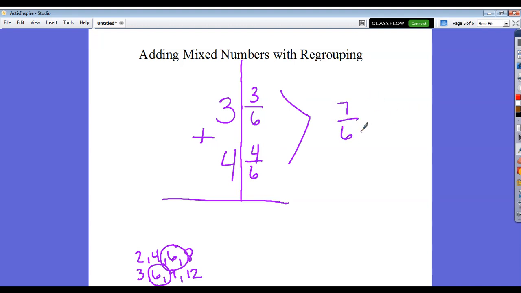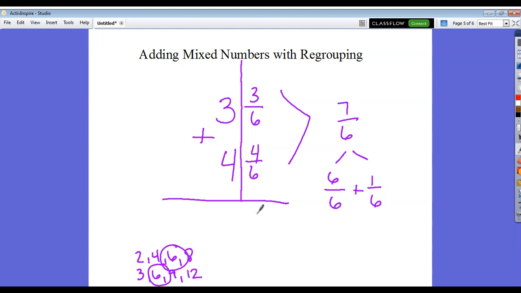Now, 7/6 is what we call an improper fraction, or a fraction greater than 1, because the numerator is larger than the denominator. So I need to break this apart into a mixed number. If I'm thinking about sixths, I know that one whole is 6/6. And what do I need to get 7/6? Just 1/6. So I can break 7/6 into 6/6 plus 1/6.